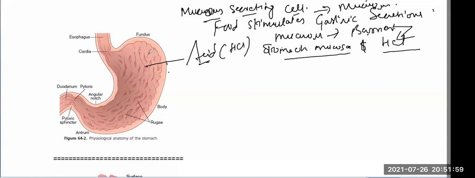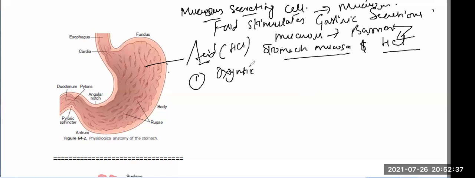Now, let's look at the various glands. We know the secretions are done by cells that are in various glands. Now let's look at the glands that are doing secretions in various parts of the stomach. So the stomach mucosa has two glands. First is your oxyntic glands.